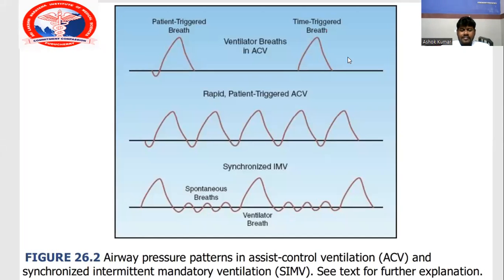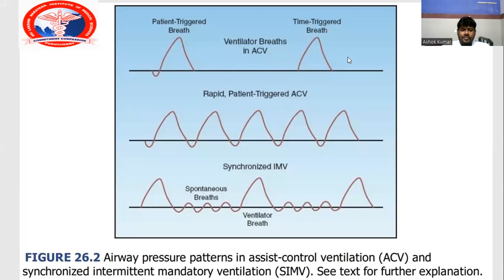The following has several modes. First, we can see the patient-triggered breath, followed by ventilator breaths in assist control ventilation, then a time-triggered breath initiated by the ventilator. Another one is a rapid patient-triggered breath. There is continuous inspiration and expiration, with no time for expiration to complete. So it has disadvantages, such as causing auto PEEP.